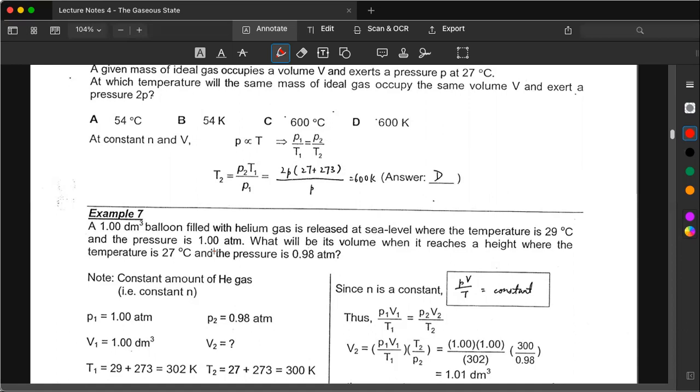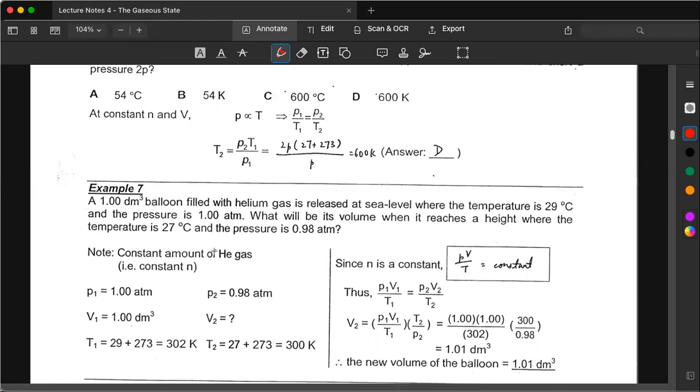So please take note that the helium gas in the balloon remains in the balloon. So that is the important assumption. We don't assume that the gas leaks out from the balloon, but remains in the balloon. If not, we cannot use the equation to solve the question. So the amount of helium gas should be constant. So n in the equation PV equals nRT should be constant.